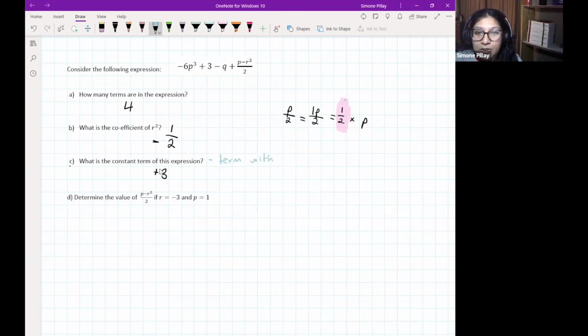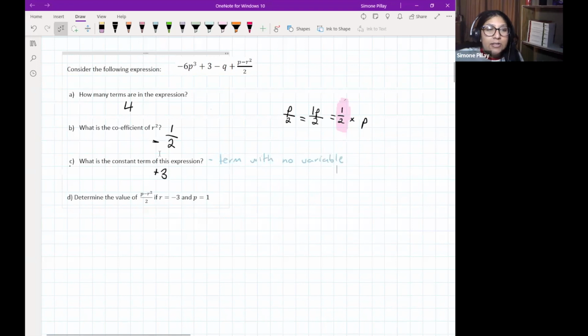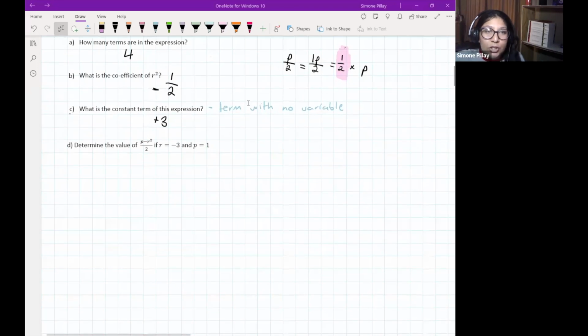Term with no variable. Okay. So remember, a constant is a term that does not have a variable. And then this last question is, determine the value of p minus r squared over 2 if r is equal to 3 and p is equal to 1.